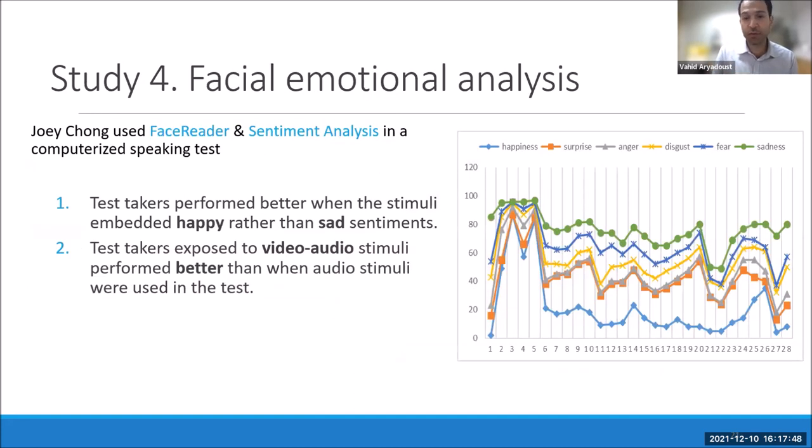So one study that we have conducted by one of my students, Joey, basically showed, she used a face reader, which is a kind of face reading technology, which has been developed based on artificial intelligence and machine learning, and also sentiment analysis. She found that test takers performed better when the stimuli embedded happy rather than sad sentiments. So this was a very well controlled sort of experiment, and we wanted to figure out whether the emotions that are embedded in stimuli can affect the test performance of test takers. And we found positive evidence for that.